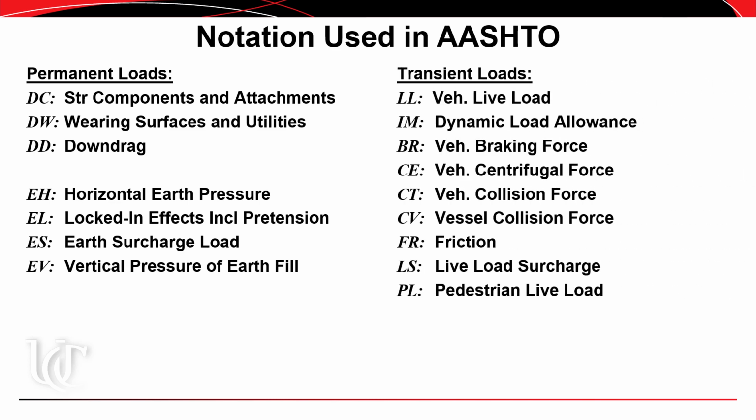Transient loads, there are several of them. You have the live load, the weight of the vehicle. You have the dynamic load allowance. The vehicles passing over bridges are moving inherently, so they create dynamic effects. And then you have a lot of other different effects there as well: the effect of a vehicle braking on the bridge, a vehicle turning, vehicles colliding with the bridge, a vessel colliding with the bridge. That's a ship or something passing underneath the bridge. It's colliding with it.